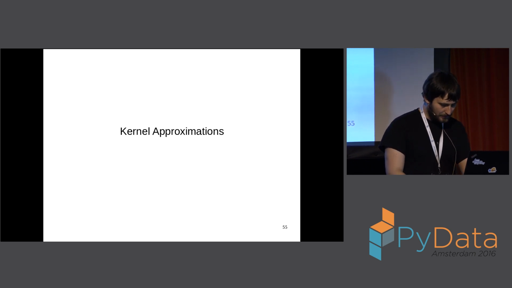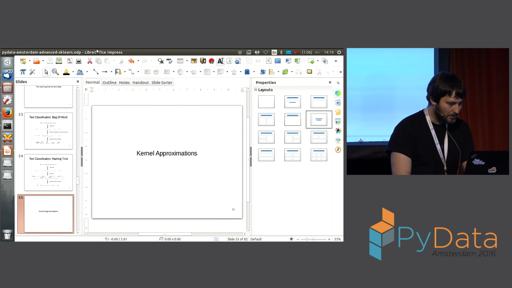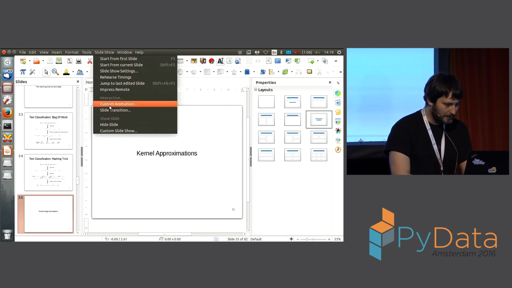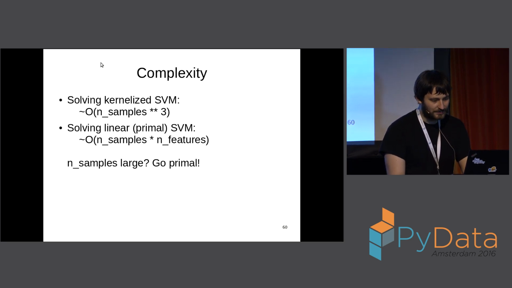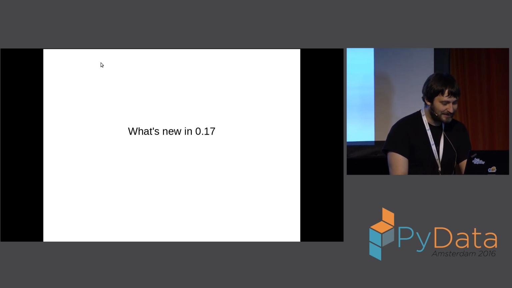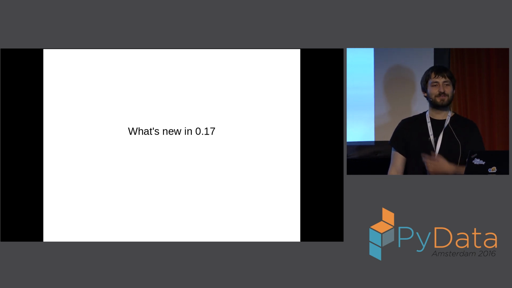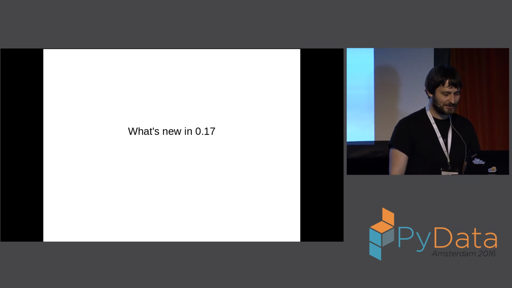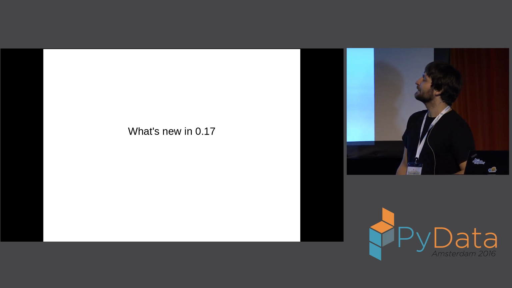Wait, how much time do I have? 10 minutes. Okay, I think I'm going to skip kernel approximations and go to new stuff in Scikit-Learn. Oh, we have even 5 minutes, great. I also have stuff on how to build your own estimator, that someone asked me to add yesterday, and I added it last night, but I can't do it.